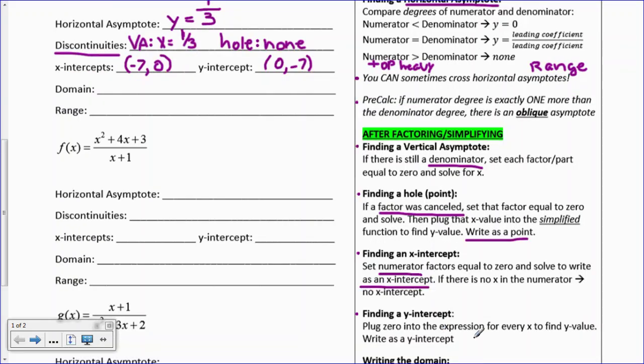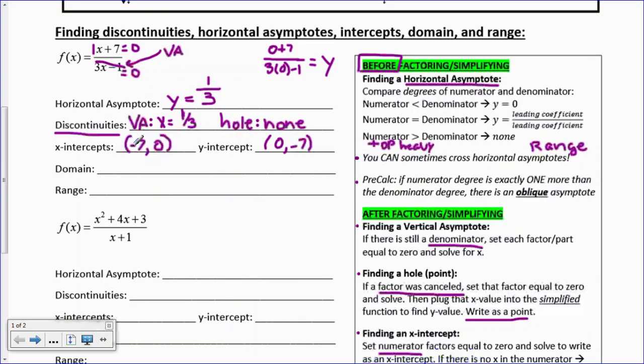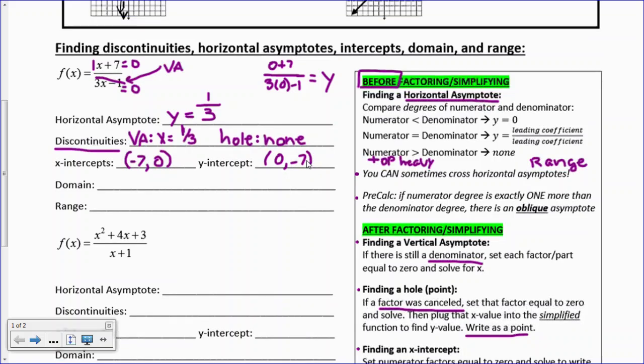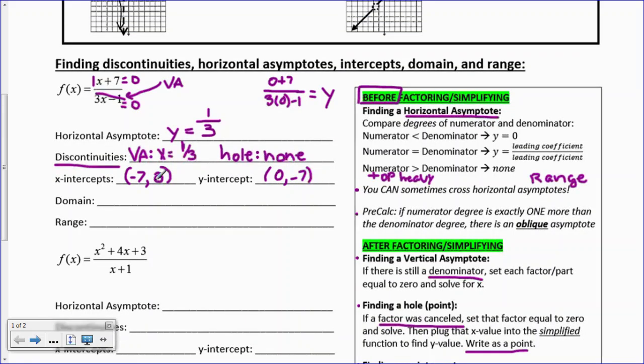Write as an x-intercept. Write as a y-intercept. I need points for each of these. I don't want just -7 written here. I need you to write it as a point. So make sure you are careful with where the 0 goes, whether it's an x-intercept or a y-intercept.